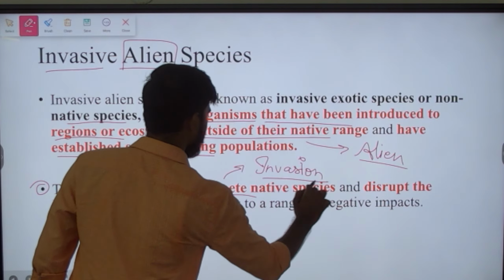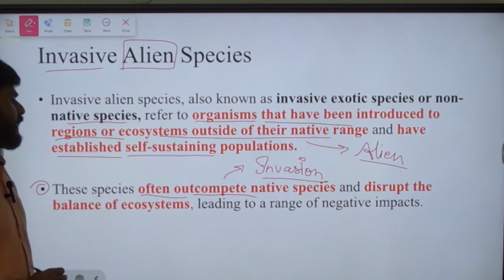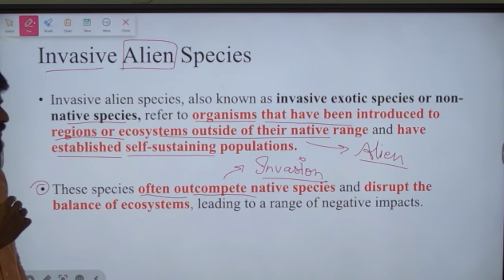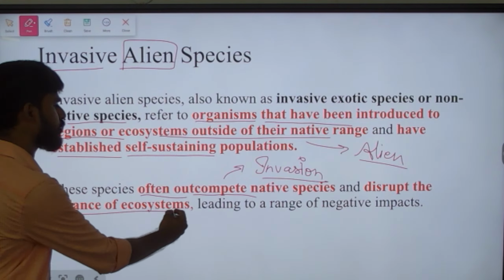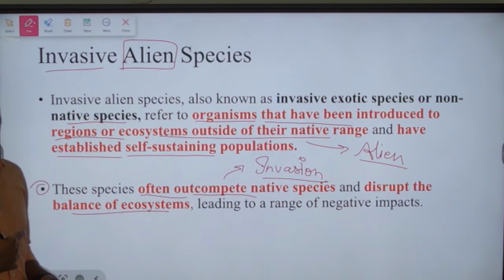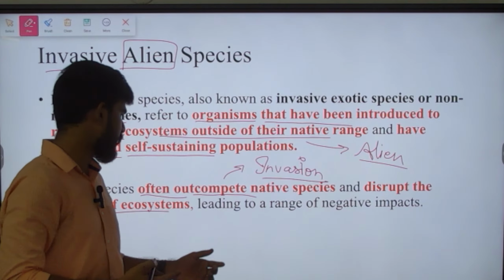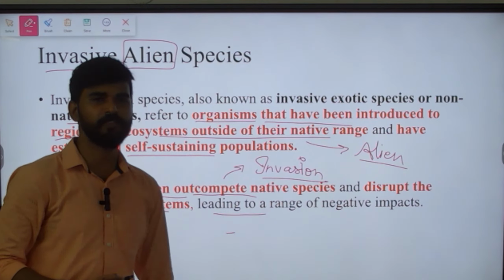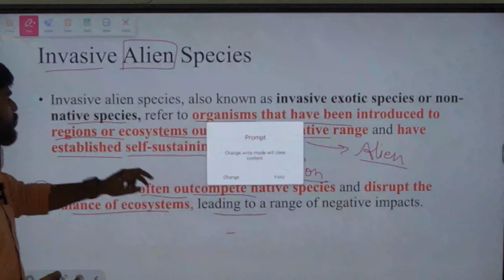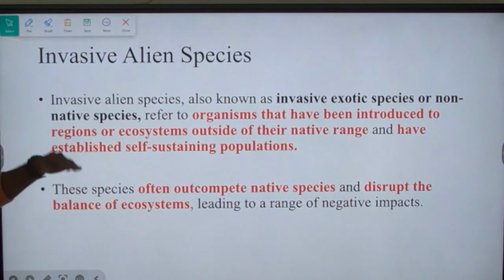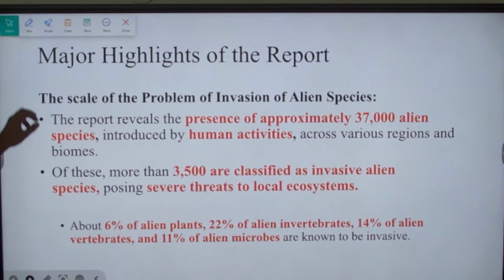So they cause invasion. They outcompete native species and disrupt the balance of the ecosystem. When an ecosystem's balance is disrupted, that is called invasion. And it leads to a range of negative impacts. What are the negative impacts, and what are the factors responsible for the growth of invasive species? We have to know. And what are the highlights of this particular report?